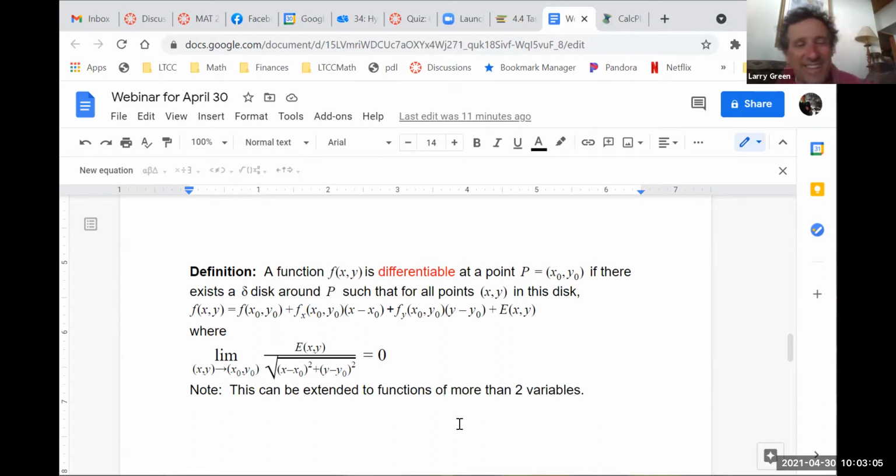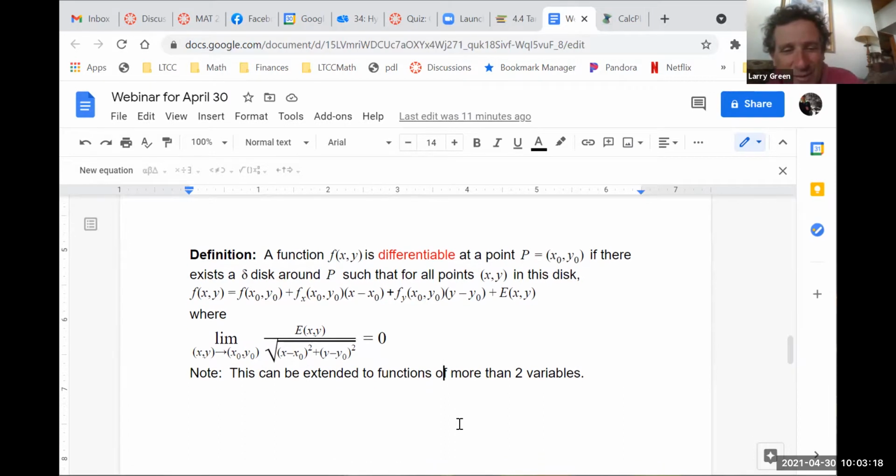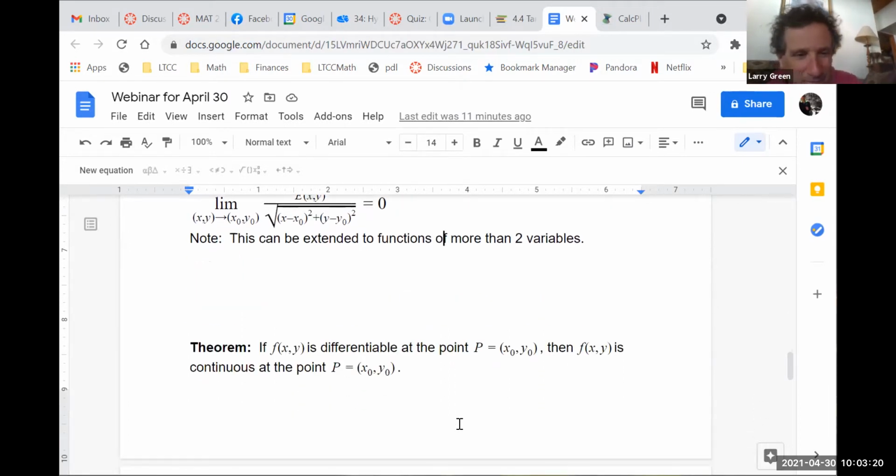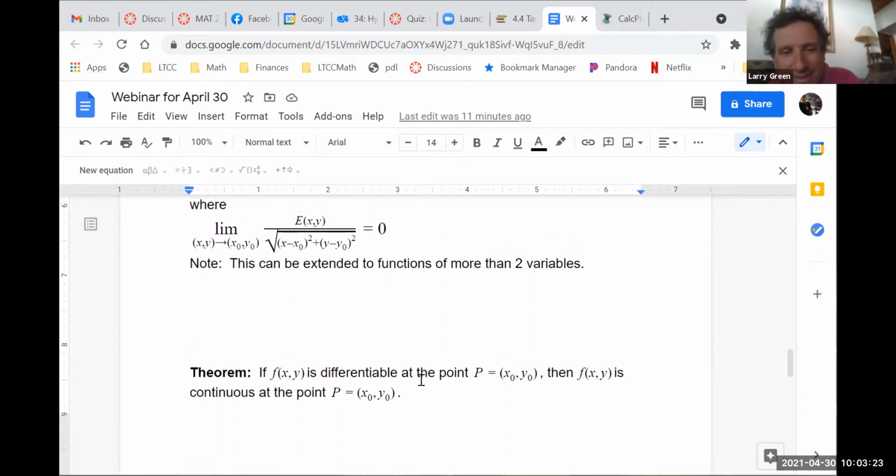Okay, so mathematicians are lazy, okay? Or we have our way of being lazy. And lazy means that if there's something we don't want to do, we come up with a theorem that says there's an easier way. And here comes a big theorem. Couple theorems. So the first one is not going to tell us whether it's differentiable, but it's going to go the other way. It's that if f of x, y is differentiable at a point P, then f of x, y is continuous at the point P. Okay, so differentiability implies continuity.